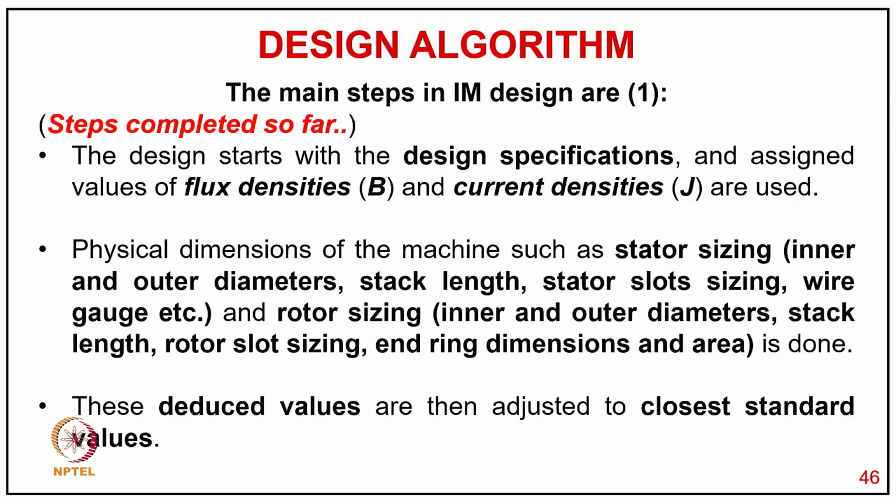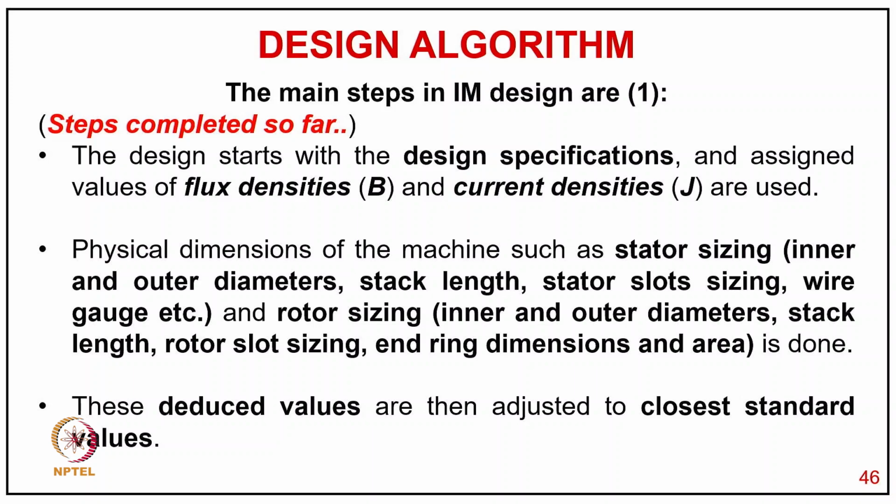If it is not, then we have to go again in an iterative manner, or if yes, then we close the design. So now coming to the main steps for induction motor design. The design starts with the design specification, and the assigned values of flux density and current density, B and J, are used.